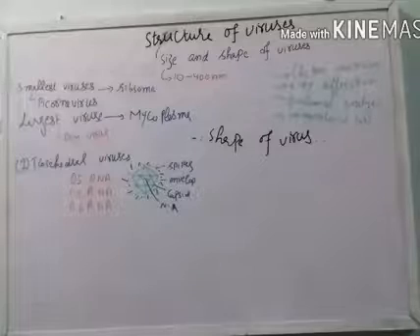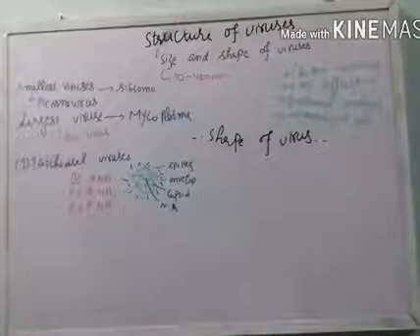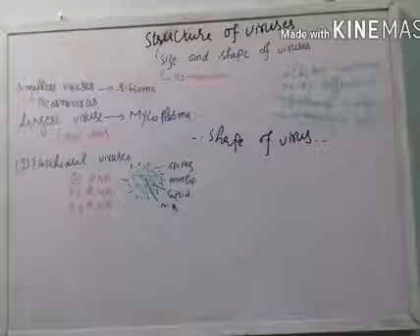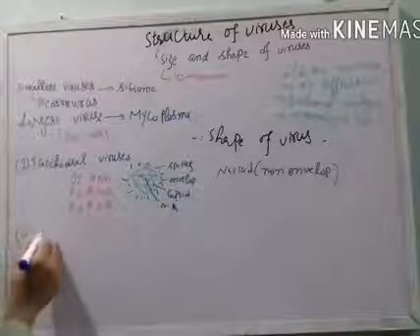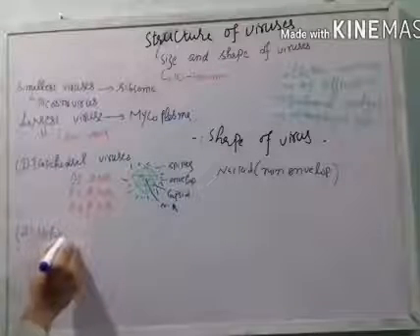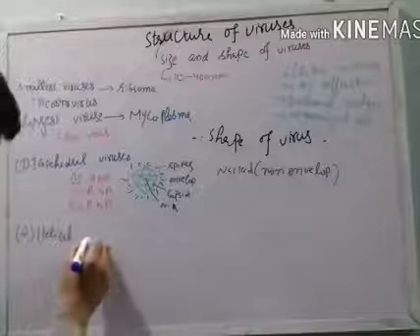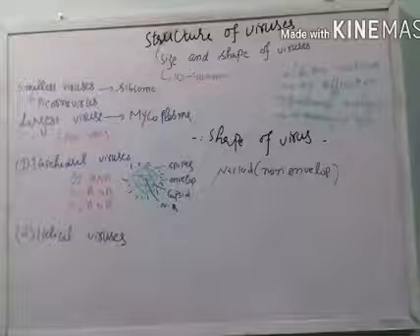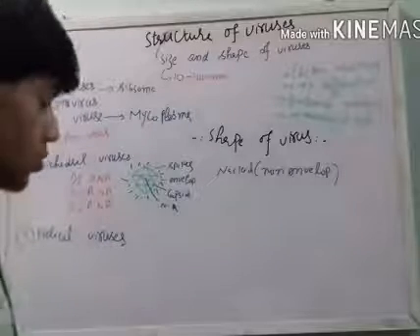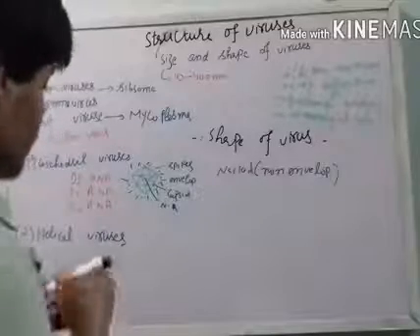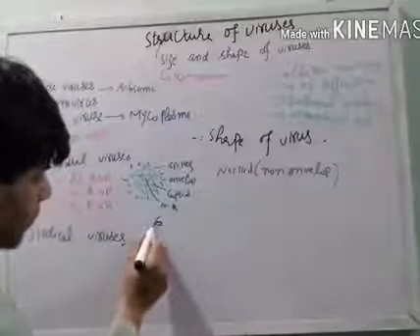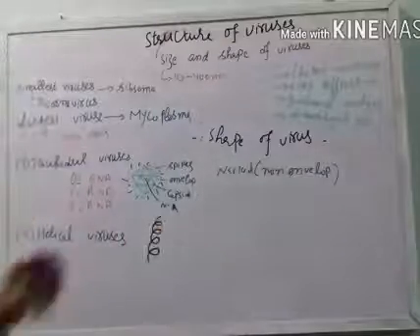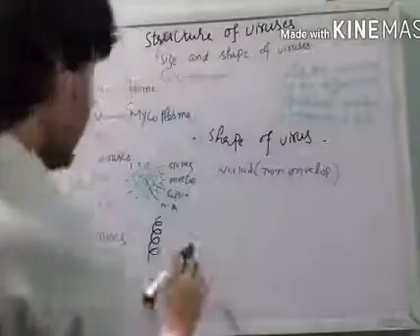Now let's talk about the helical structure. First we have the icosahedral shape, second we have the helical structure. Helical virus, or helical structure of the viruses, we can say it just like that. The helical structure of the viruses usually looks like this form. This is the helical form.